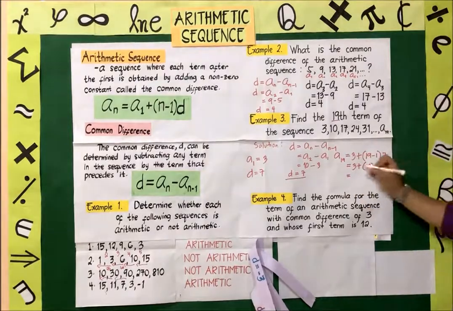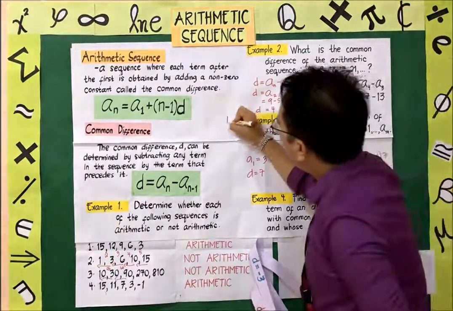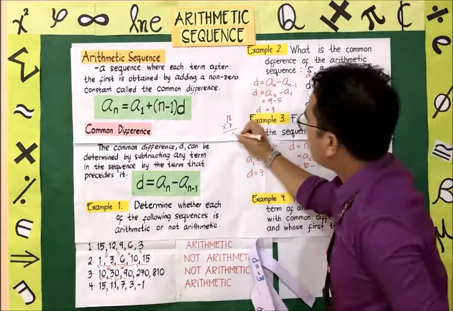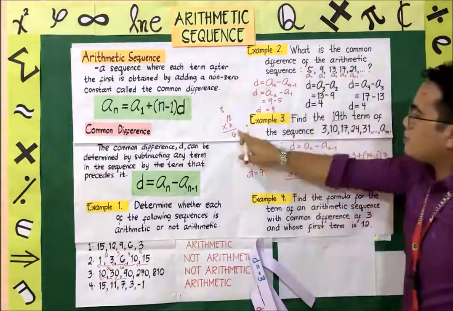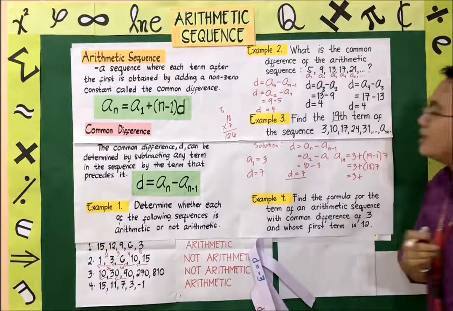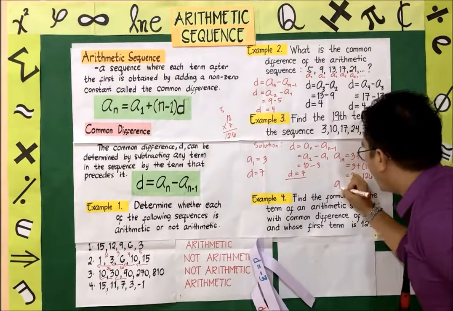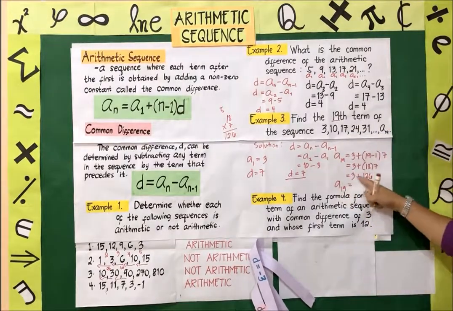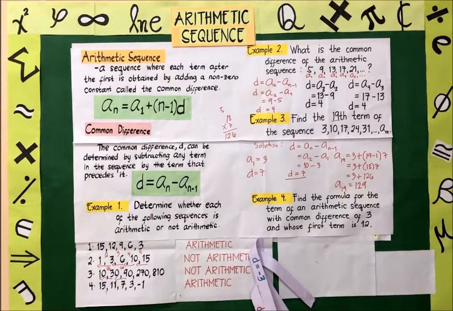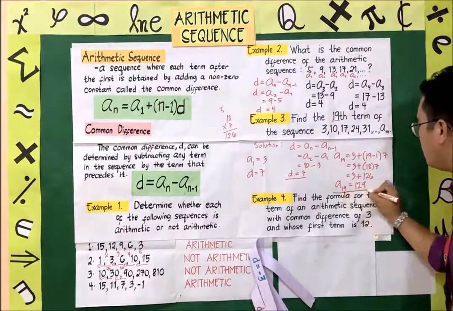Okay, so we have here 3 plus what is 18 times 7? So we have 18 times 7. What is 7 times 8? 7 times 8 is equal to 56. Then 7 times 1 is equal to 7 plus 5, 126. It is 126. So A sub 19 is equal to 126 plus 3 is 129. So the 19th term of the given sequence is A sub 19, which is equal to 129.